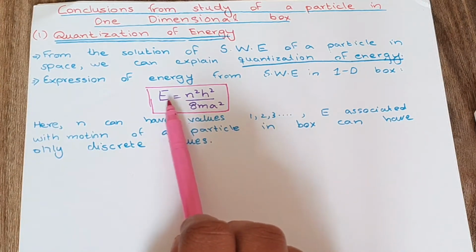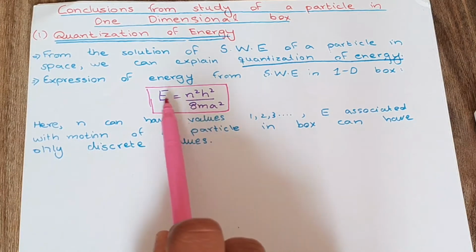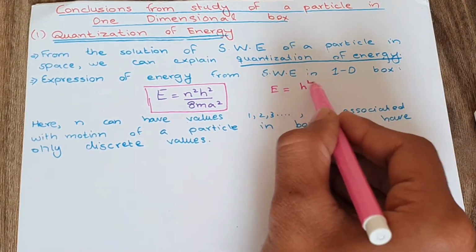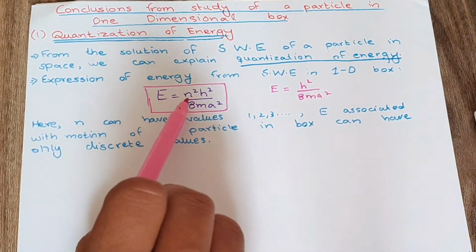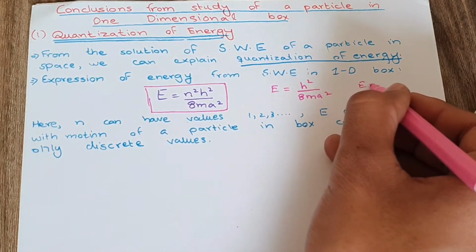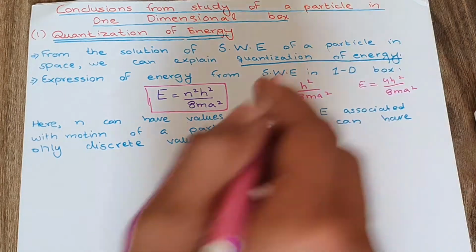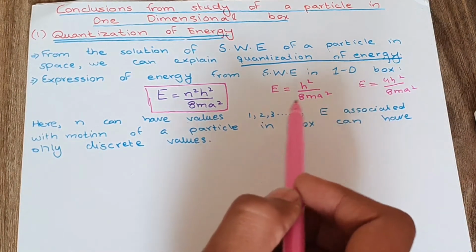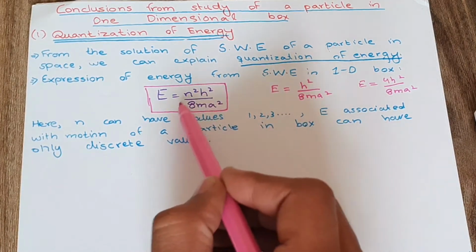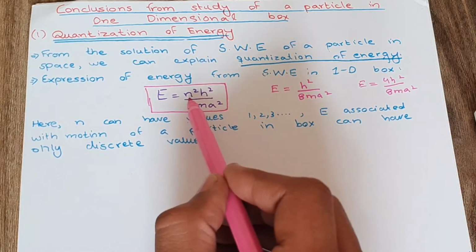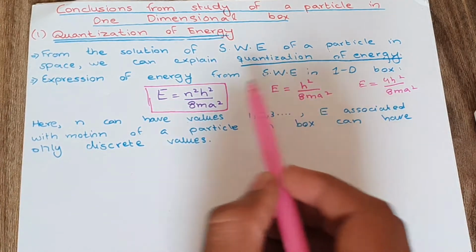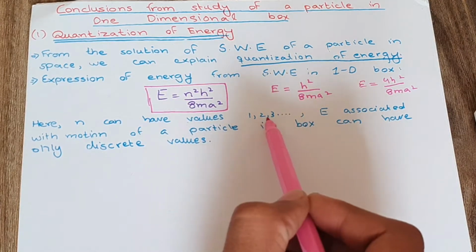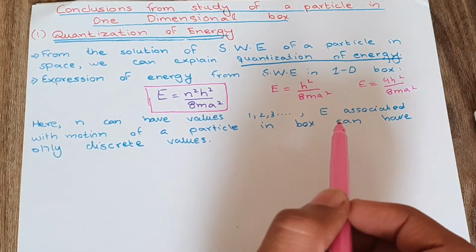The energy associated with each value of n: if I take n equal to 1, I get E equal to h squared over 8ma squared. If I take n equal to 2, then I get an energy equal to 4h squared over 8ma squared, since 2 squared becomes 4. So as you can see, h squared over 8ma squared is multiplied by n squared, only the value of n is changing, and n can have the values 1, 2, 3, 4, 5, 6, 7. So I can say that my energy is quantized.